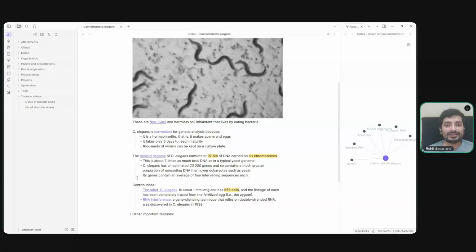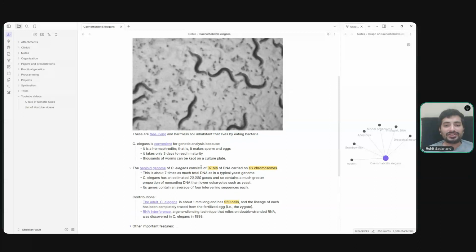And the roundworm is what RNA interference was studied in. This is again an interesting topic that we might come back to in a later video. That being said, the genome of this organism is 97 mega base pairs long, and it's carried on 6 chromosomes. So that is a lot of DNA as compared to the lower organisms.